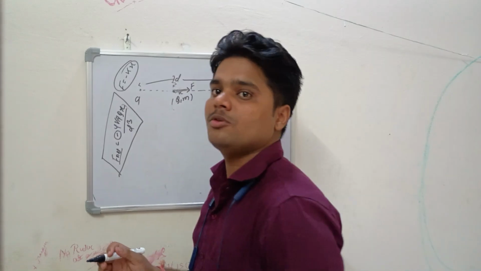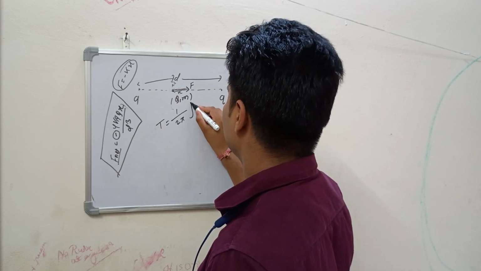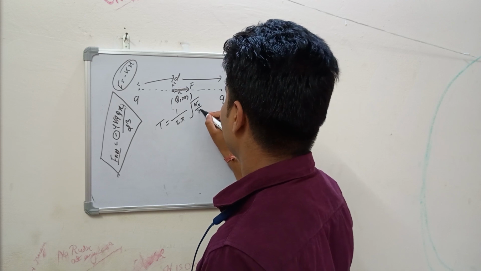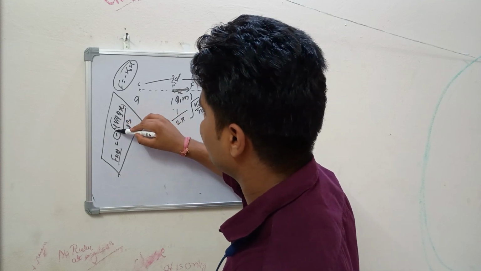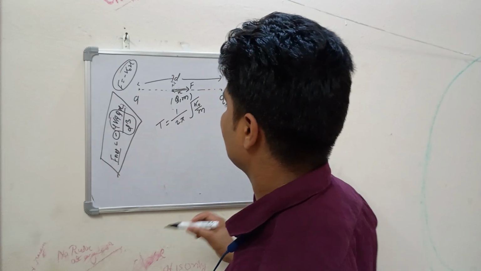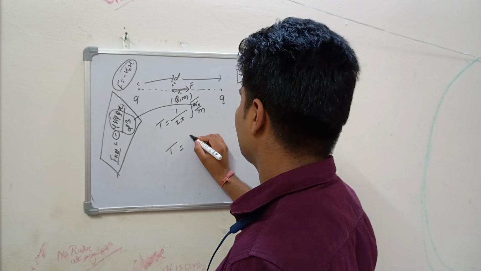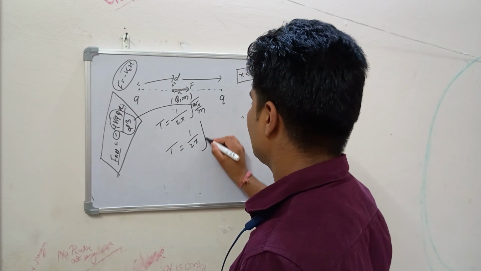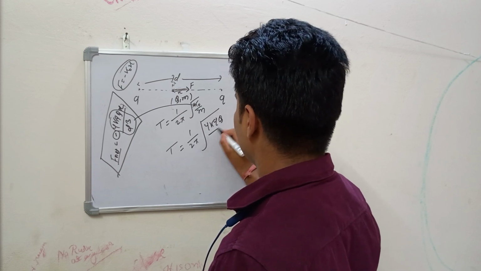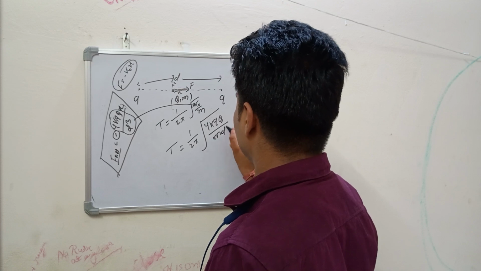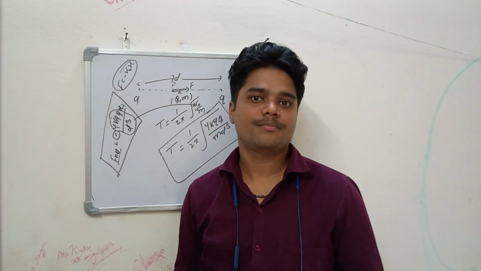I have also previously told you that the formula for the time period is 1 by 2 pi under root k naught by m. This is k naught, and the value of k naught here is 4KQq by d cube. So I am directly putting this value into the formula. Then T becomes equal to 1 by 2 pi under root of 4KQq by m d cube. This is the final answer of our example problem.